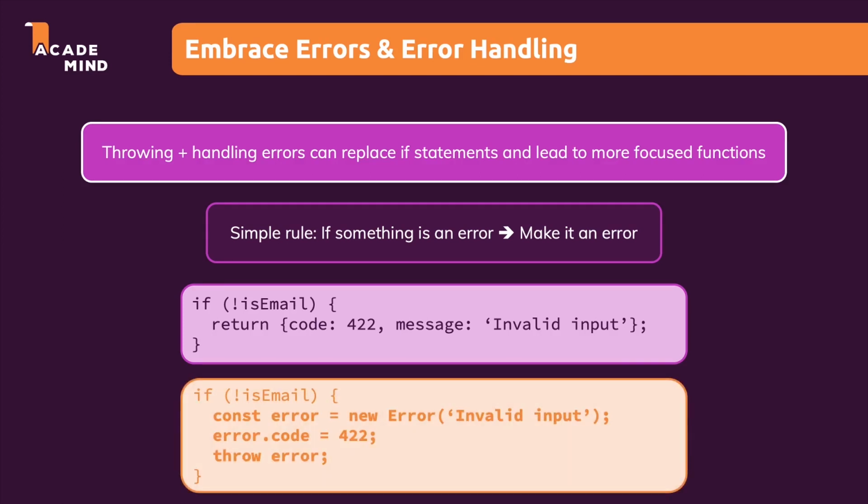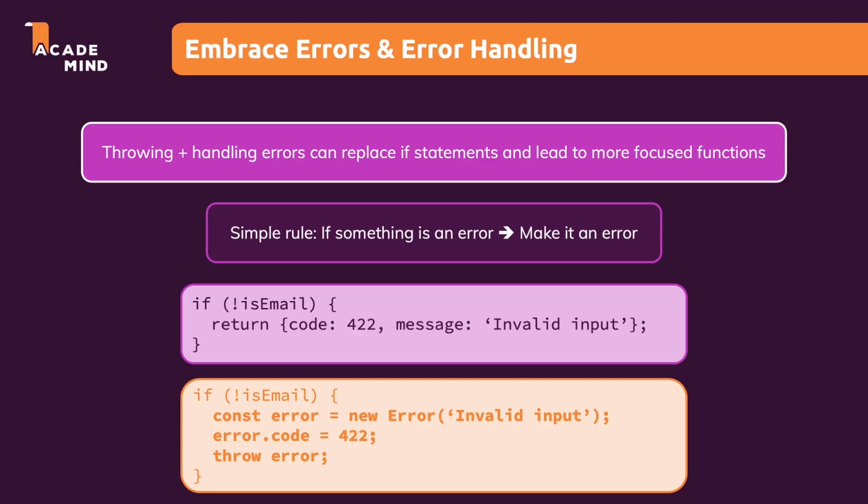This here would be a better way of writing this. We're having the same check, but now I'm constructing a real error building up on the built-in error object, which also all modern programming languages give you in some way. I then add extra data to this error object, in this case a code field, which I set to 422, and then I throw this error.